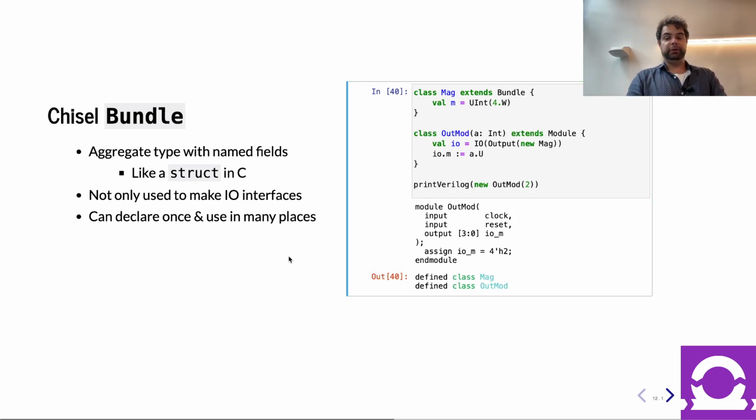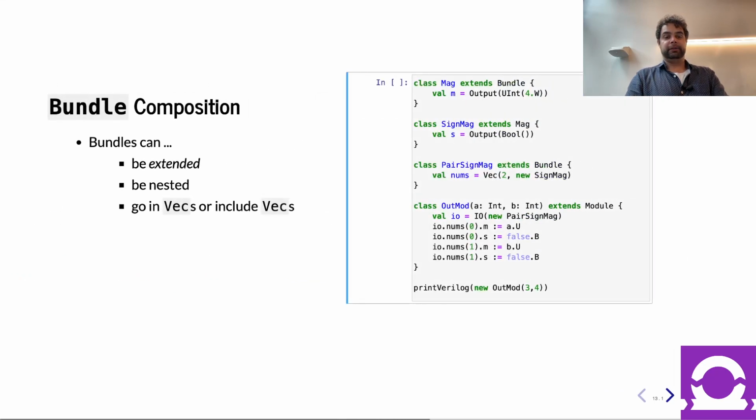Cool. So let's go ahead and see what else we can do with these bundles. As I said, you can compose these. So we start off with Mag, like from before. And let's say we want to do our own negative numbers encoding. Instead of doing two's complement, we're going to do sign and magnitude. So how can we do that? Well, we could start off with a magnitude and then add a sign to it.